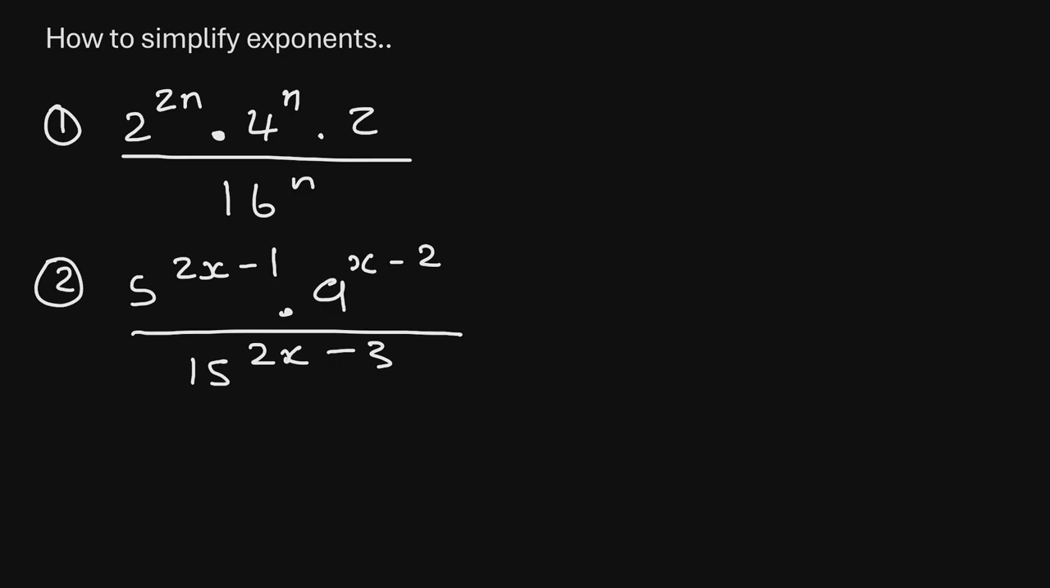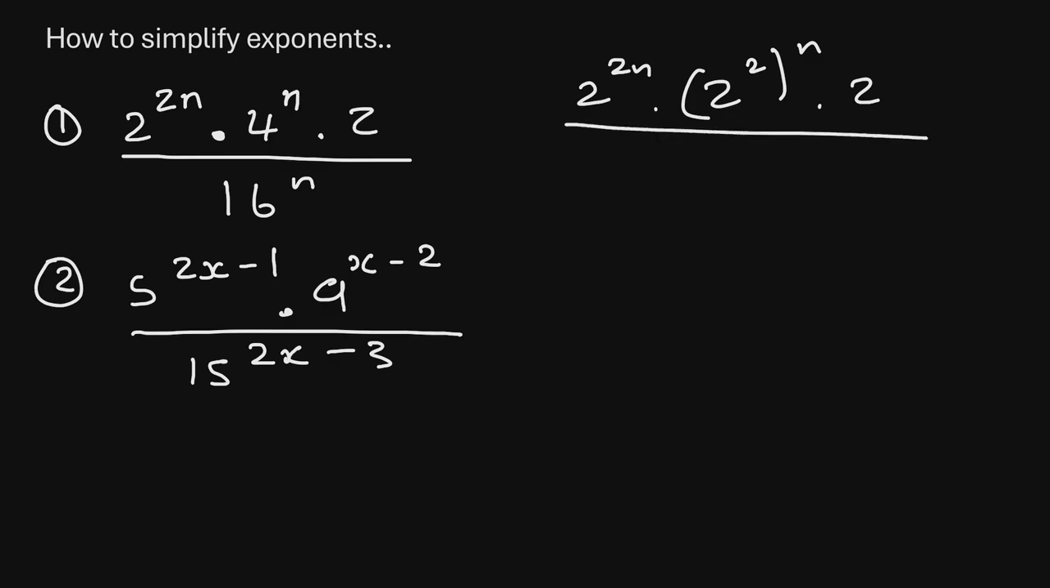So we have 2 to the power of 2n. And then this 4 here can be written with a base of prime number 2. So it's going to be 2 to the power of 2, and then you put your n outside, and then you multiply with the 2 because it already has the base of 2. And then at the bottom, 16 is the same thing as 2 to the power of 4. Then you have to multiply it with n.